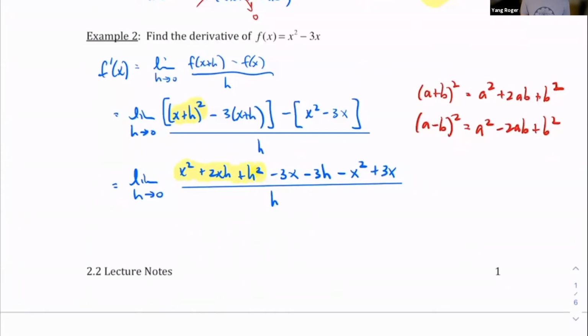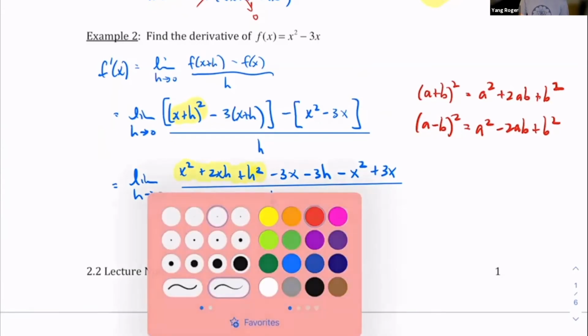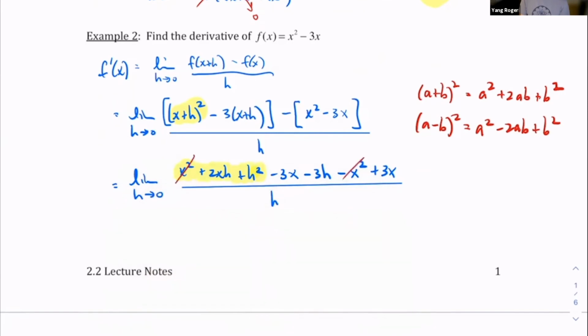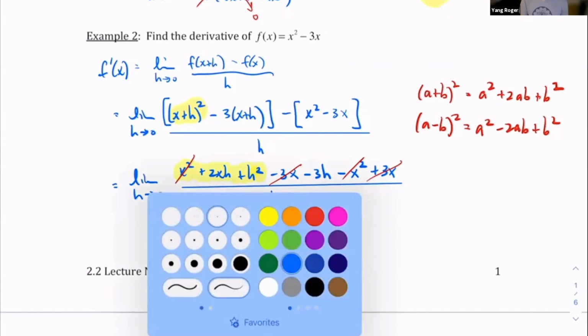Hopefully everything that doesn't involve an h cancels out. Let's see. You're going to have an x squared here and a minus x squared there. That's helpful. You have a minus 3x here. You have a plus 3x there. Oh, perfect. Great. Excellent. Awesome. So now I can simplify this.